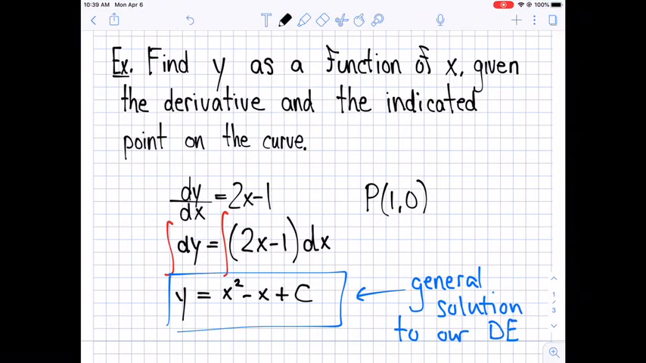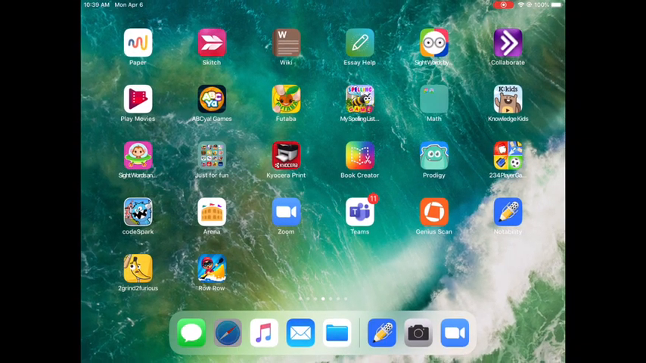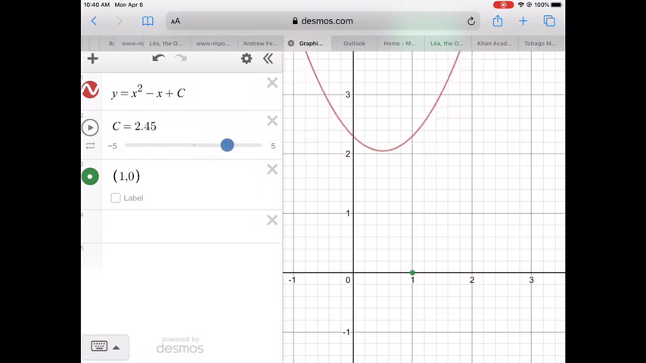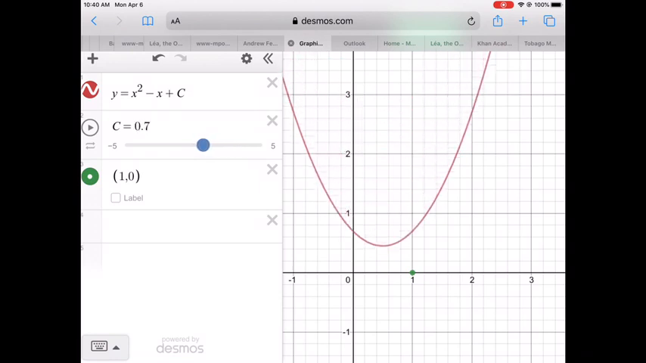So looking back at the question, we have here this point (1, 0). Now specifically what that means is that if x is 1, y is going to be 0. So going back to our curve, if I put here that point (1, 0), that means that our curve has to pass through that point. And most of these curves will not. In fact, all of these curves will not, except for one.